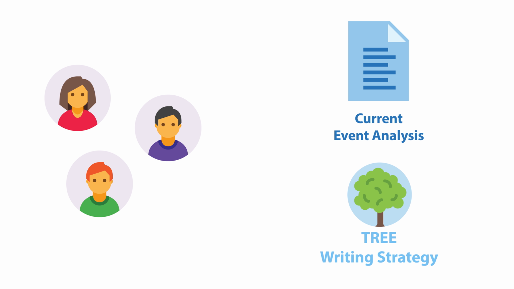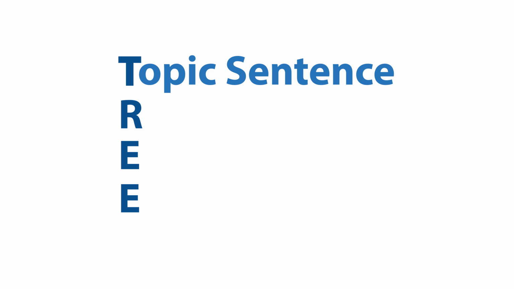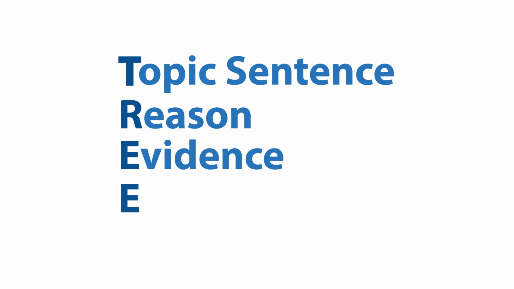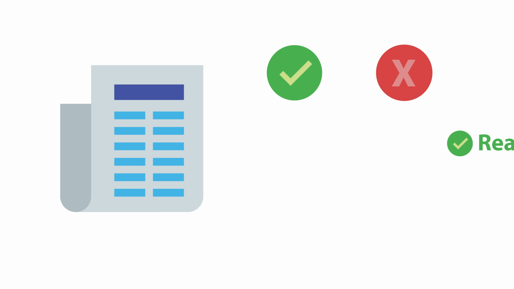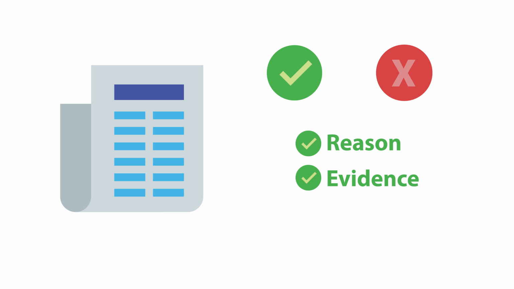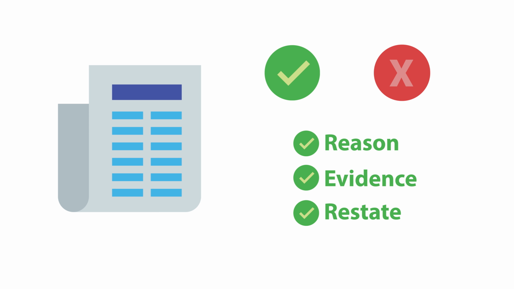The TREE strategy gives students a simple guide for analyzing a current event. TREE is an acronym that stands for topic sentence, reason, evidence, and ending. After reading a current event article, students can explain why they agree or disagree with the topic. Then they use at least one reason to support their opinion. They also include at least one piece of evidence from the article to support their statement. Finally, they end by restating their stance on the topic.